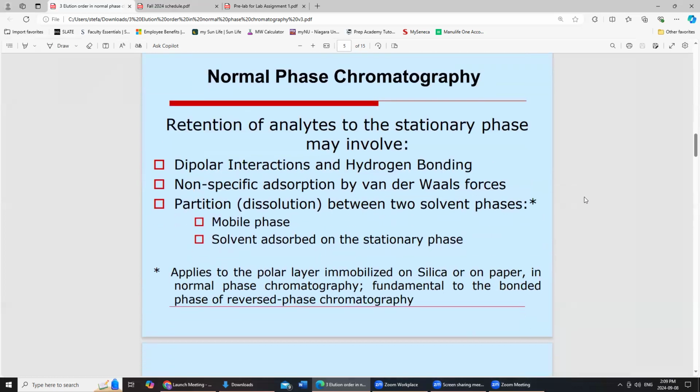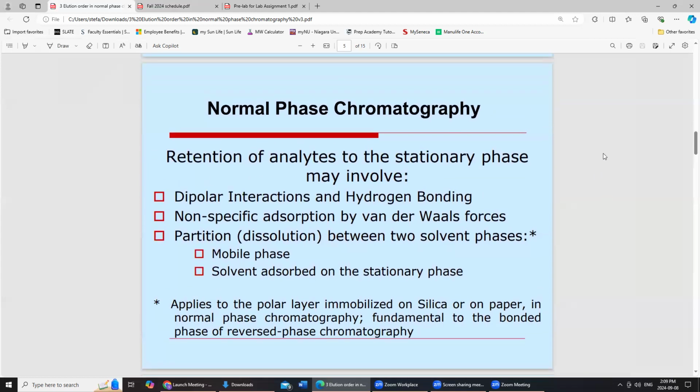Okay. So retention of analytes to the stationary phase. Remember, this is a polar phase in normal phase. The polar stationary phase can have dipolar interactions. That means positive and negative interactions, right? And hydrogen bonding, right? Positive hydrogen to negative oxygen, vice versa. We have van der Waals forces. Those are the weakest ones, kind of non-specific interactions between different molecules. We have partition between two solvent phases, right? So if you have a dissolution between two phases, at the mixture point they might absorb on the stationary phase.